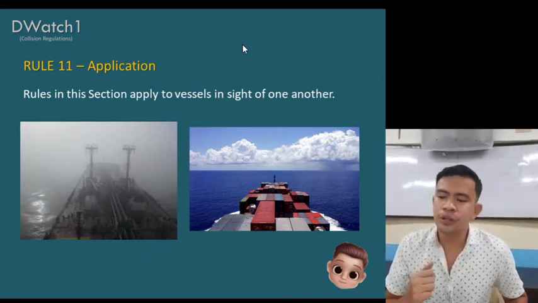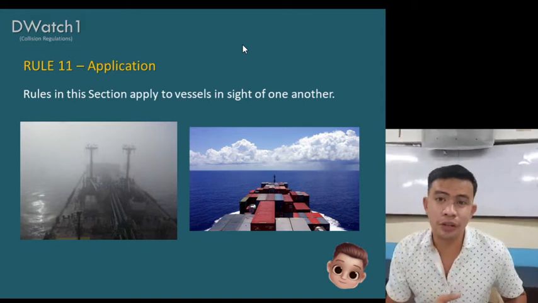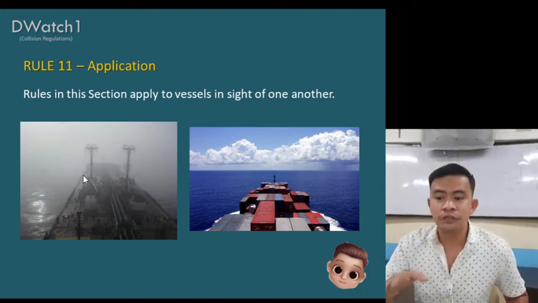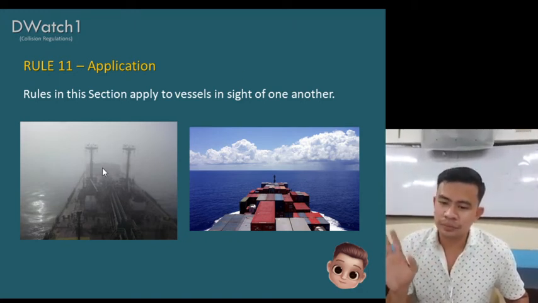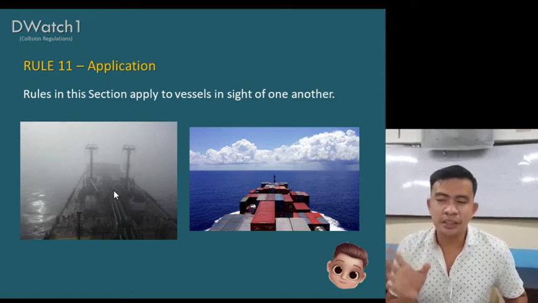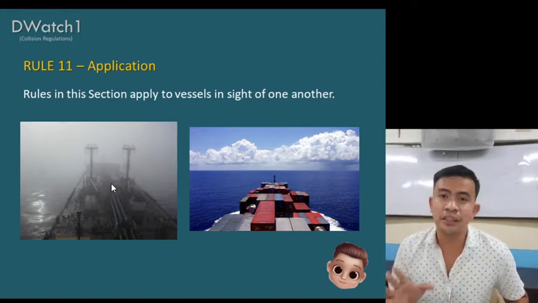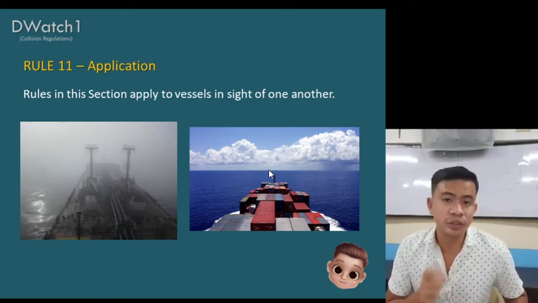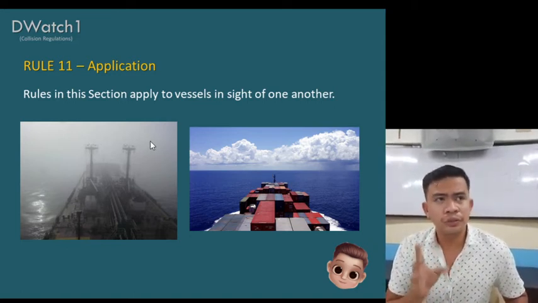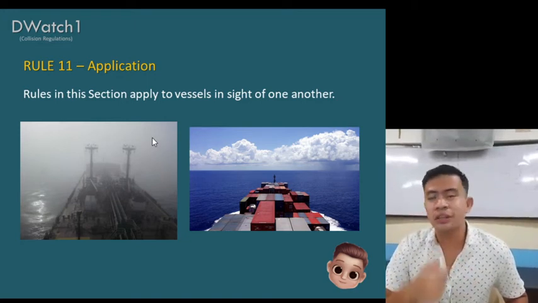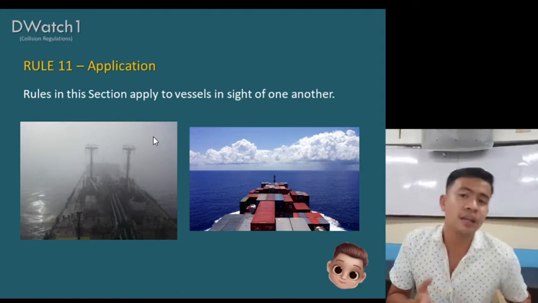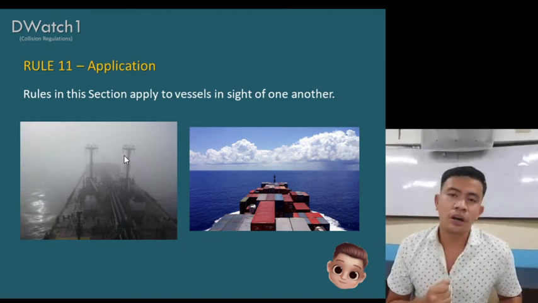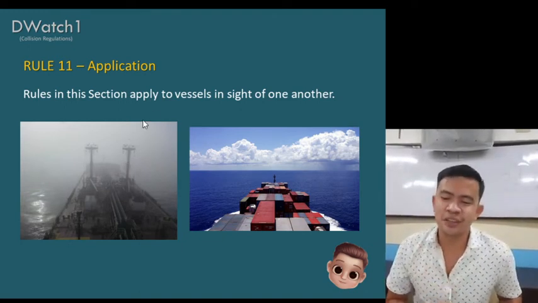We will define what we mean by in sight of one another. You need, of course, good visibility, wherein you will be able to see another ship. On the left side, we see restricted visibility, and with this kind of visibility, we cannot see the other ships. This one is clear visibility, wherein we will be able to see. Even if our visibility is a little bit obstructed, as long as you can see the vessel, it is still under Rule 11, or Part B, Section 2 of our COLREGs.